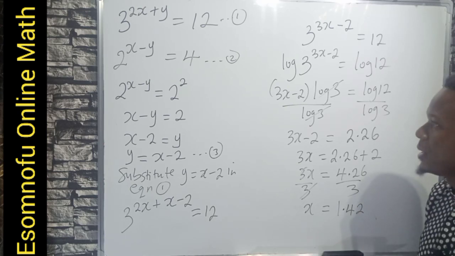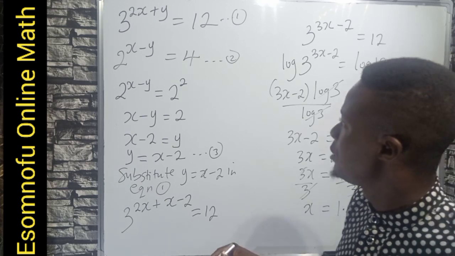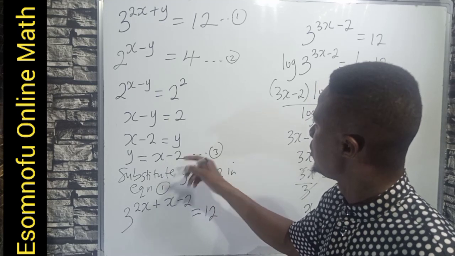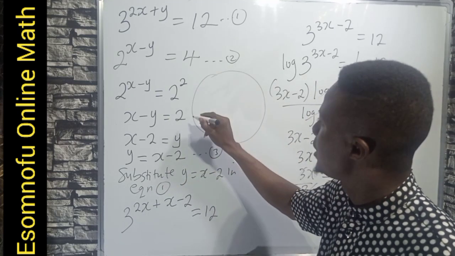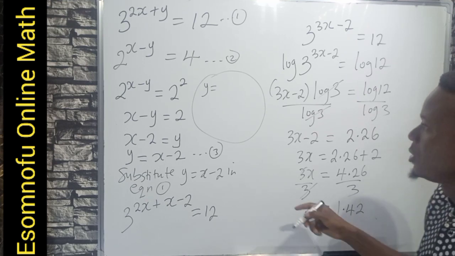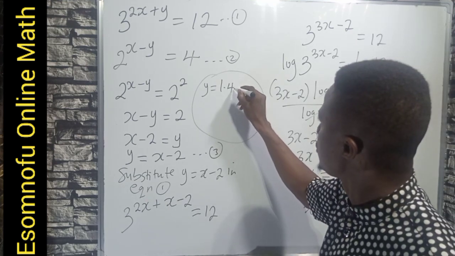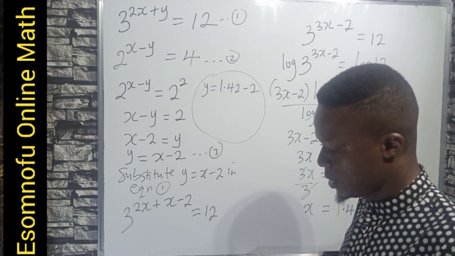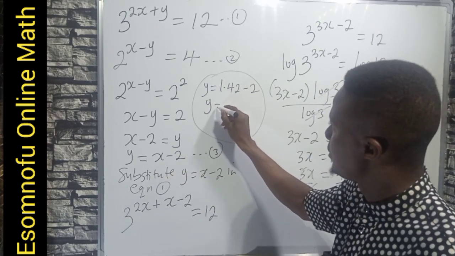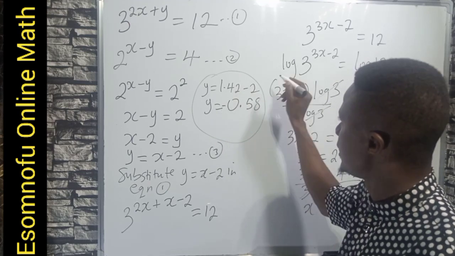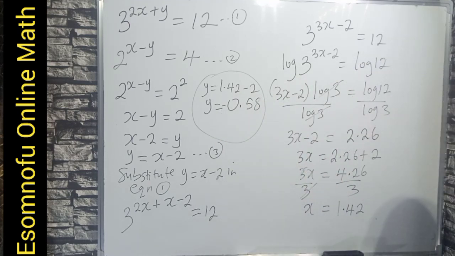Now it is easy to get the value of y. To get the value of y, you've now known that y is x minus 2. Therefore, I can solve for y here. y will now be x. Our x is 1.42. So you now have 1.42 take away 2. If you do that, you shall have that y will be negative 0.58. This is the value of y.